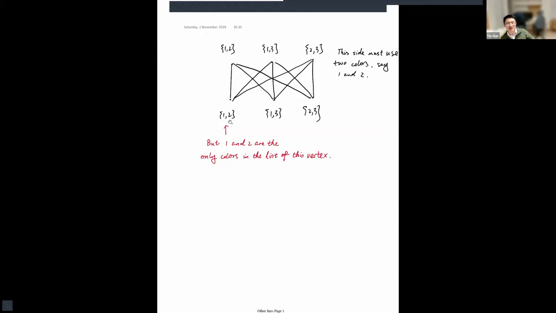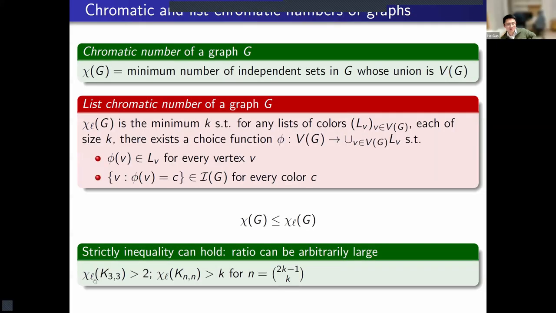You cannot choose either 1 or 2, because it is not adjacent to 1 or 2. So it will cause a problem. It means if the size of the color list is just 2, then it's not enough for you to find a proper list coloring. So that's why the list chromatic number of K_{3,3} is strictly greater than 2.